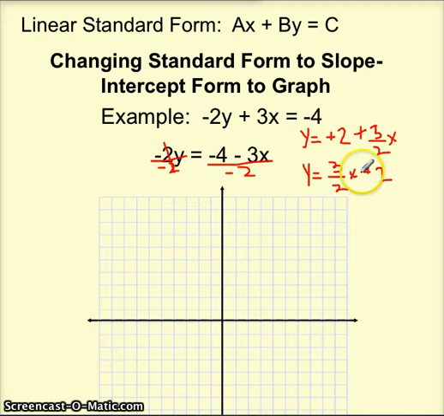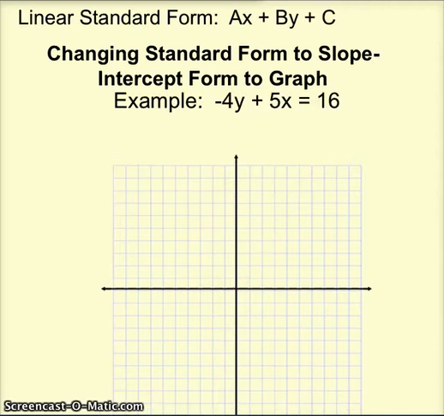So let's graph this. My y-intercept is up at 2, so let's count. There it is. And now my slope is up 3, rise 3, run 2. So rise 3, run 2. Do it one more time. Rise 3, run 2. Okay, then you can draw a line to connect your points. And always the arrows. Okay, let's try another one.